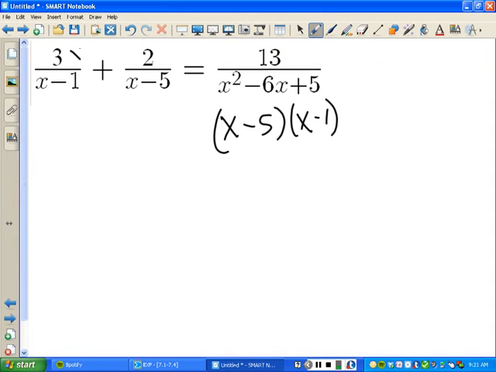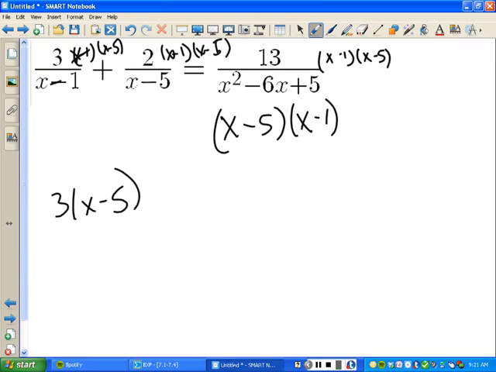So when you do x minus 1, x minus 5, x minus 1, x minus 5, x minus 1, x minus 5. This x minus 1 cancels, leave me with 3, x minus 5. The x minus 5 cancels, leave me with 2x minus 1. Equals this, all cancel, 13. It was in parentheses. You didn't notice that? See it? All right.